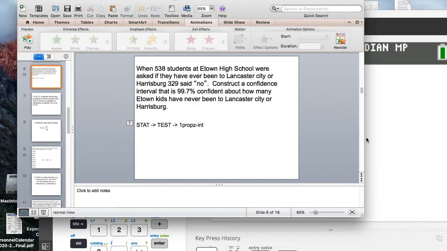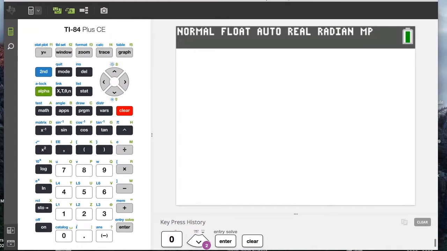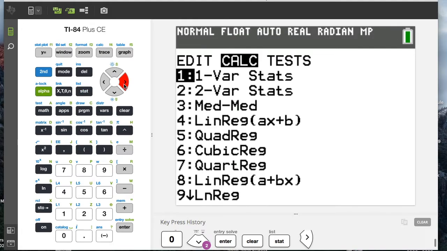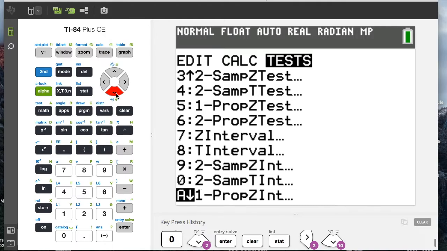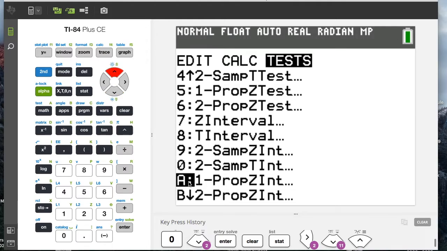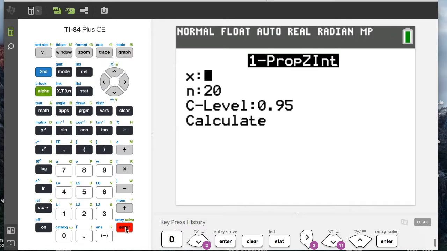Okay, so I said we are going to stat, tests, and it was 1-PropZInt. Now be careful. You can see right here there's 1-PropZTest. We want to make sure we go all the way down to the 1-PropZInt. So in my calculator, it's down to A. Might be 0 or B in yours. There's a couple different variations depending on which calculator you have, but make sure it's 1-PropZInt, for interval. I want to select that.